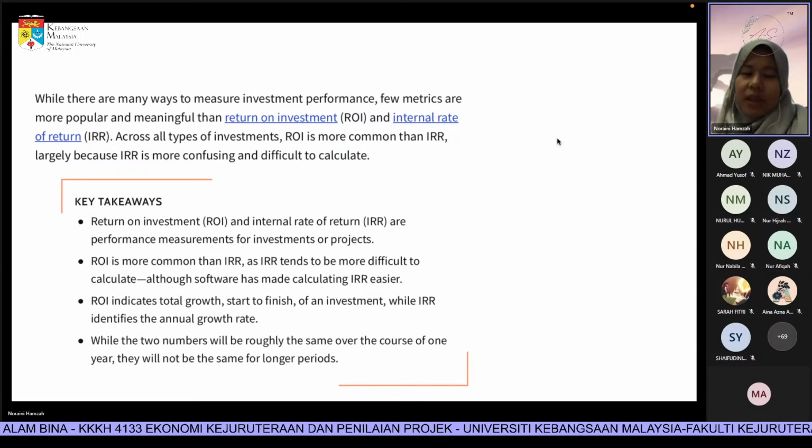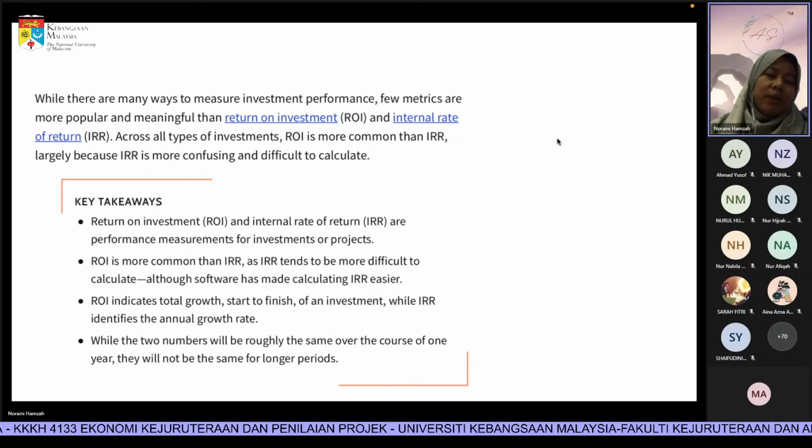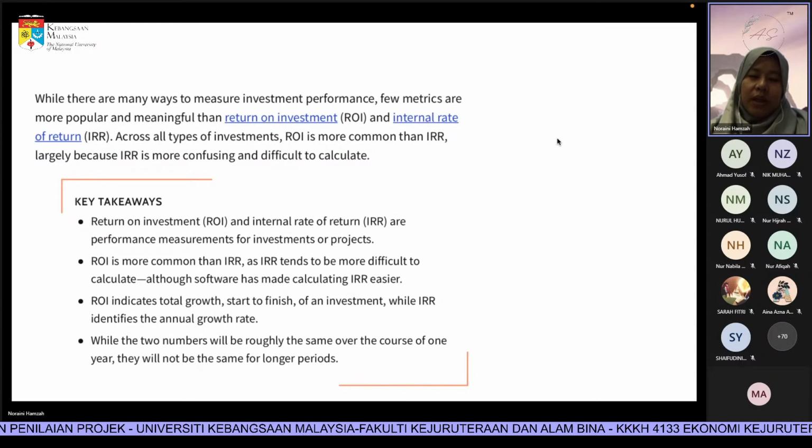Key takeaways. Okay. Tak ada benda lah. Itu sebenarnya one of the key points je lah. Okay. The key points is actually both IRR and ROI is the performance measure. But ROI is not measured reflectively through the timeline compared to IRR. Okay, ROI is more common than IRR because dia lebih senang dikira. IRR is much more difficult to calculate. Alright, ROI indicates total growth from start to finish of the investment, but not the years. Okay, while IRR identifies the annual growth rate.